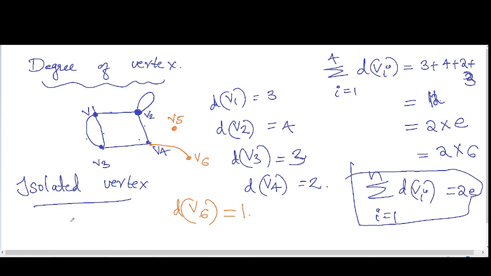Now we have another term, null graph. Such a graph contains only vertices and no edges. So a graph without edges is called a null graph.